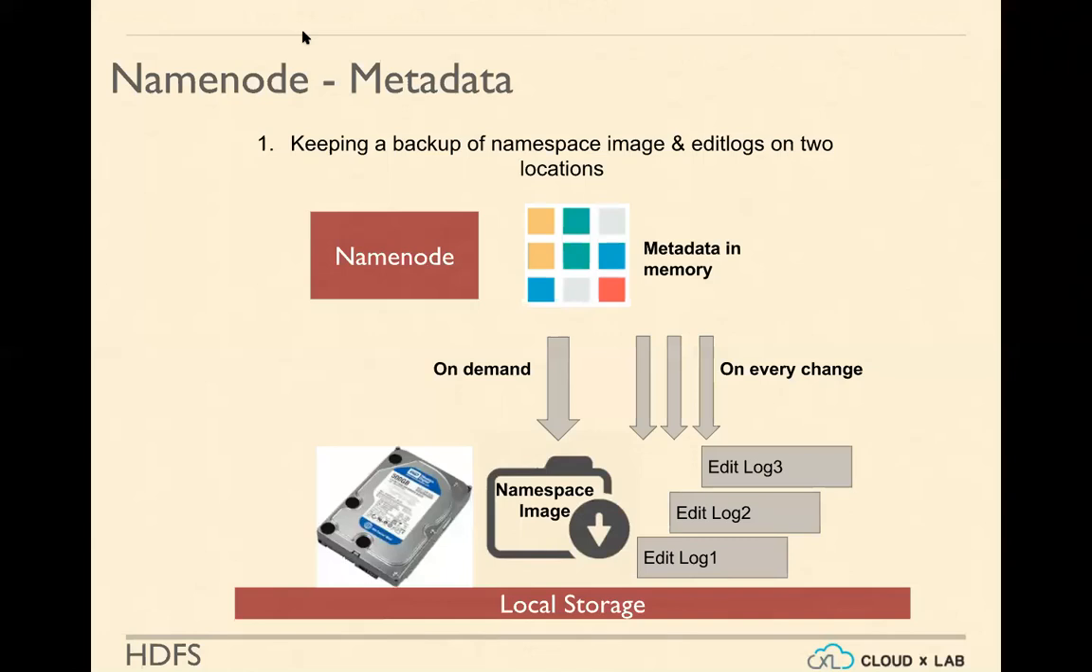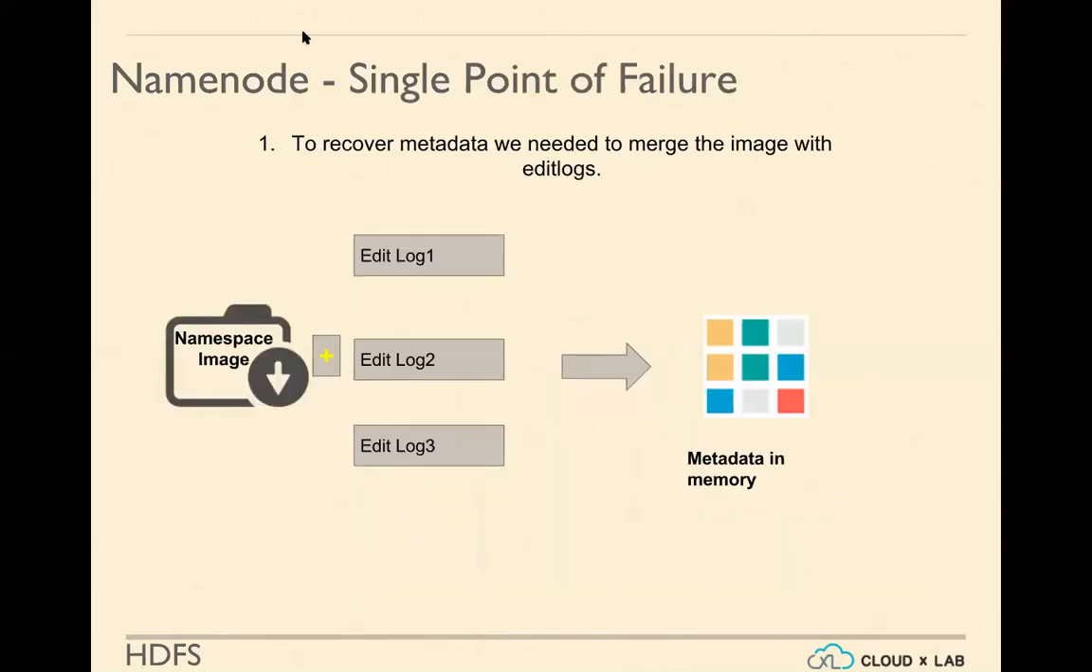Imagine that we are persisting the namespace image on every change. As and when you make a slight modification to the metadata, the whole metadata would be overwritten on the disk again and again. On every folder creation, on every replica set change, on every update of information, the entire namespace image would be stored onto the disk. That would have been extremely inefficient. That's why on every change an edit log is created, and we can finalize it from time to time.